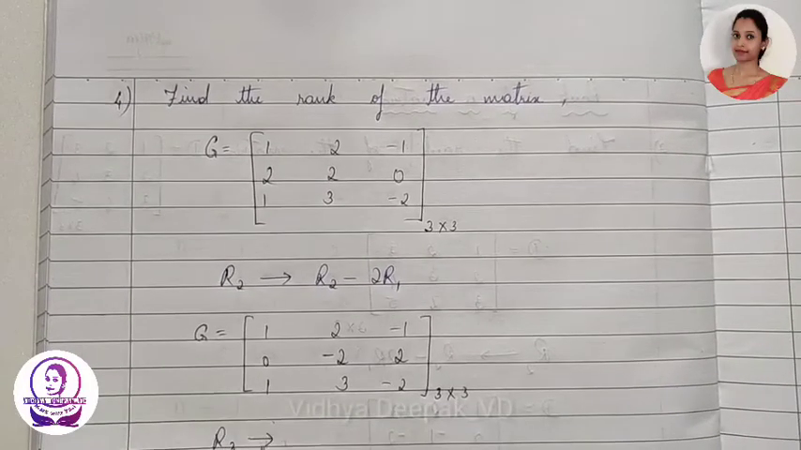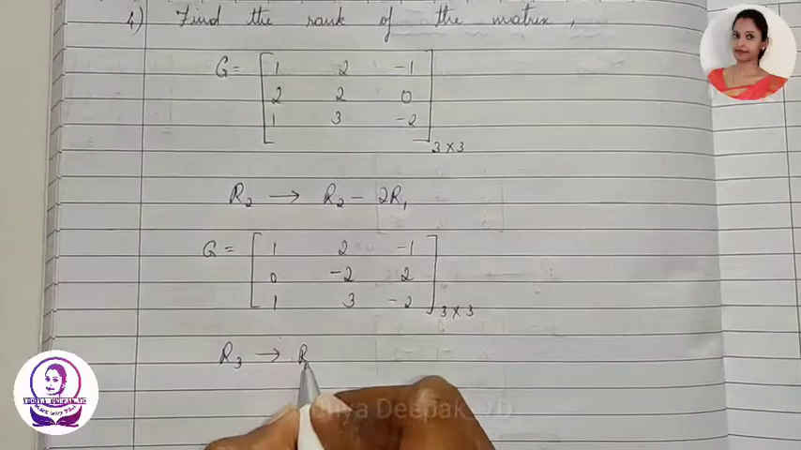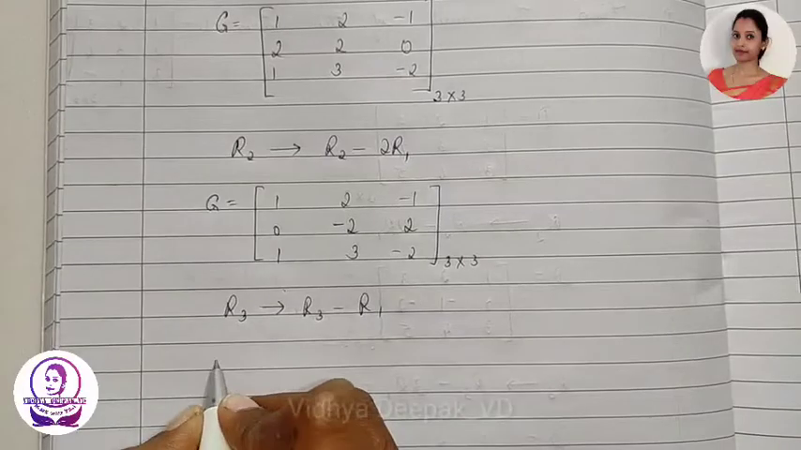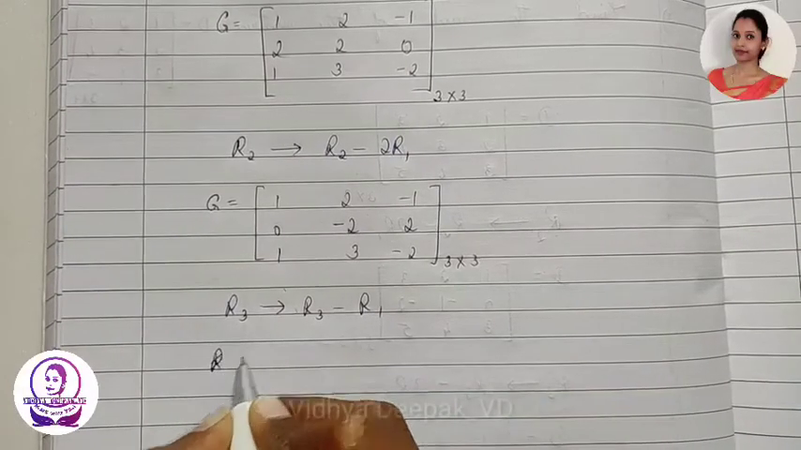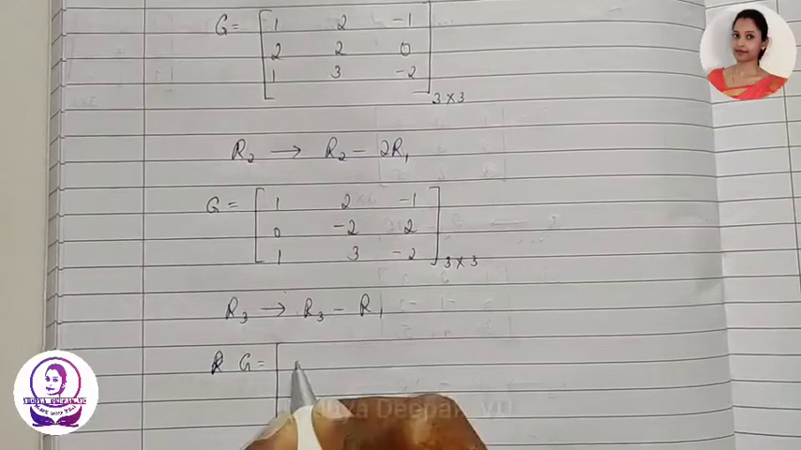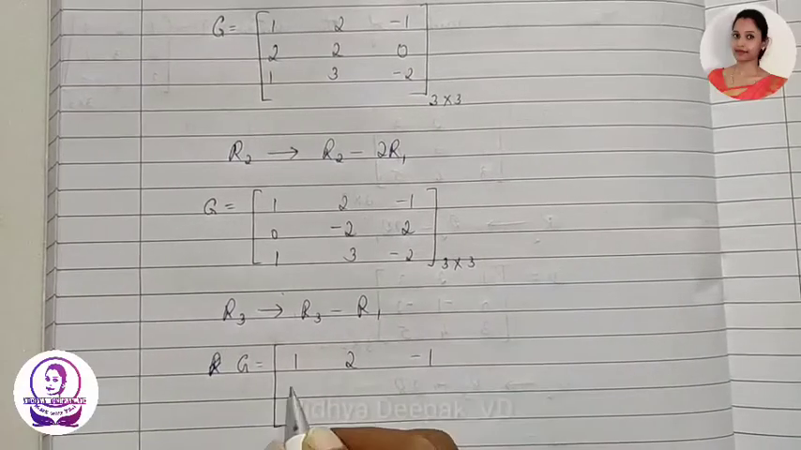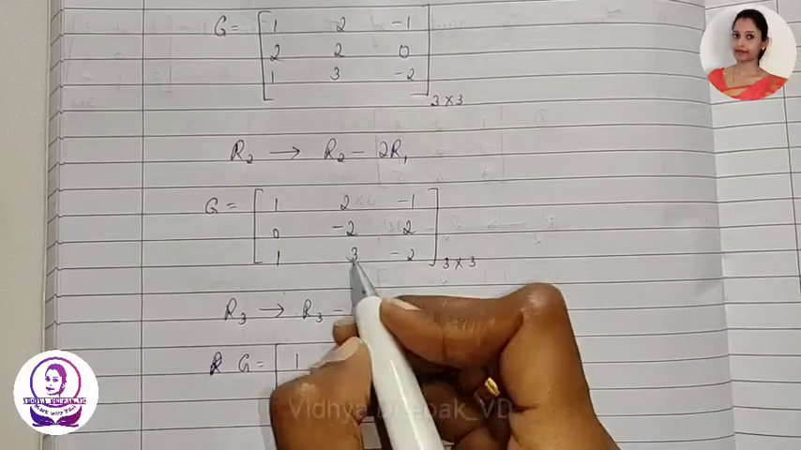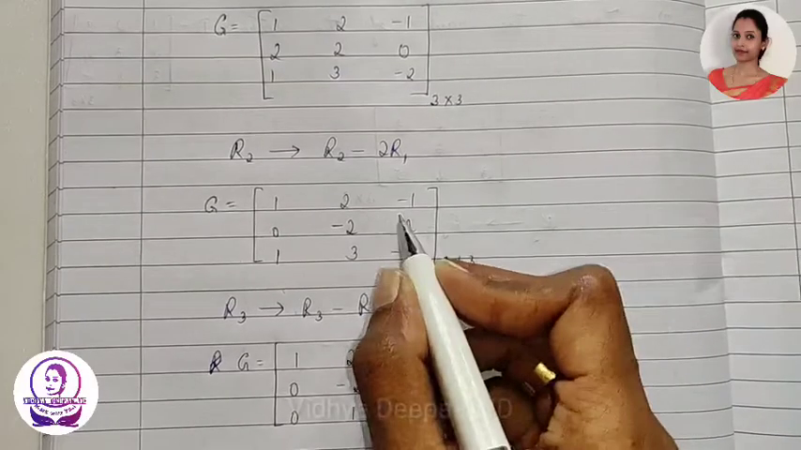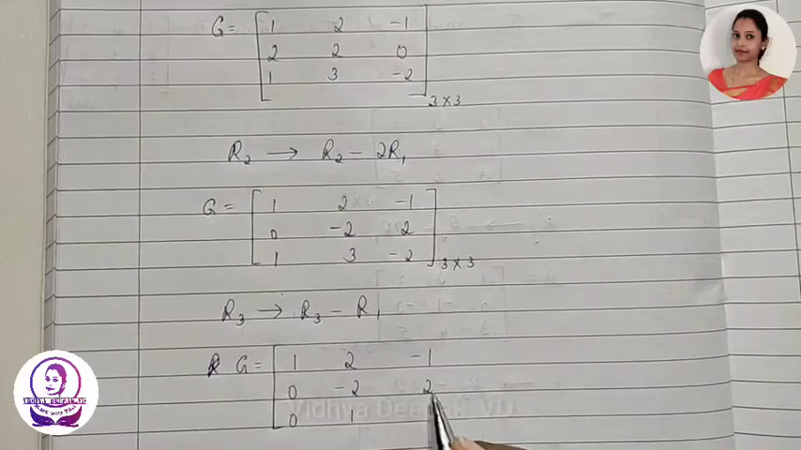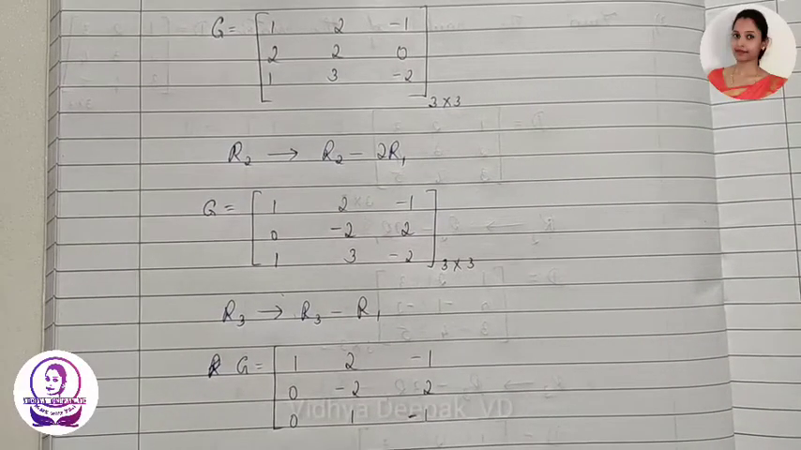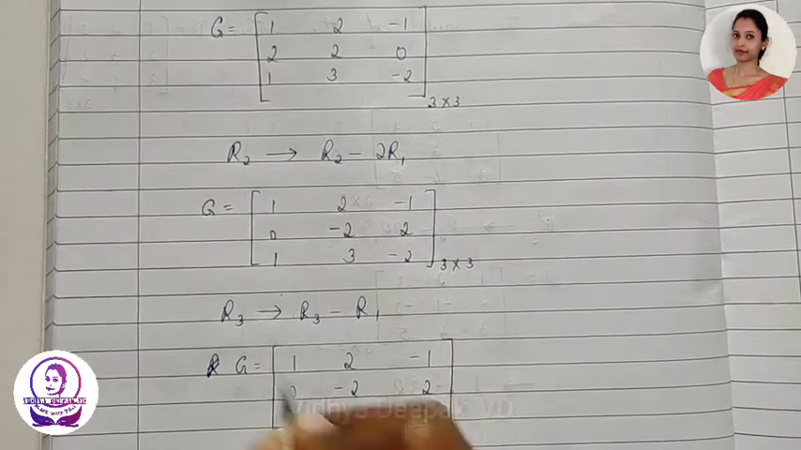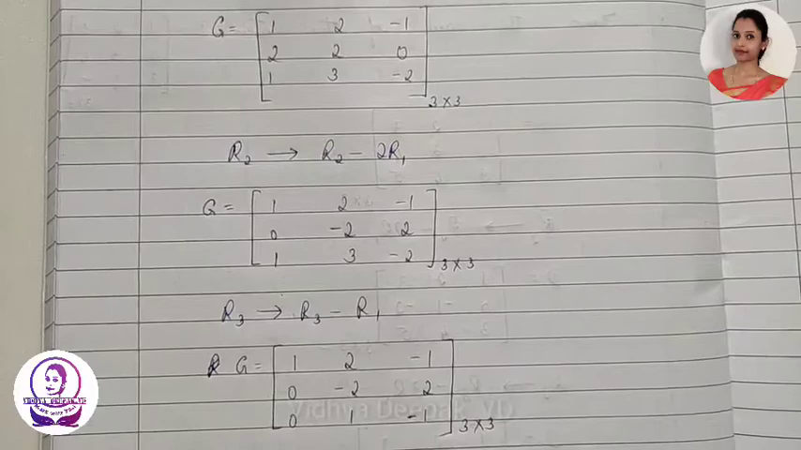Now R3 is equal to R3 minus R1. So what do we get? G is equal to 1, 2, minus 1; 0, minus 2, 2; 1 minus 1, 0; 3 minus 2, 1; minus 2 minus of minus 1, minus 2 plus 1 is minus 1, right? Okay, this is a 3 cross 3 matrix.